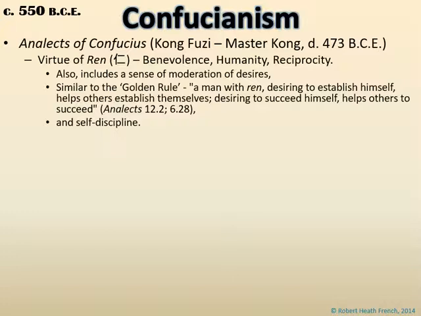And on the right side of the symbol, you see two lines parallel, one above the other. This represents the number 2, so that symbolically the virtue of Ren is what happens anytime there are two or more people. There is an equalness of give and take. That's what reciprocity means. There's a mutual relationship.